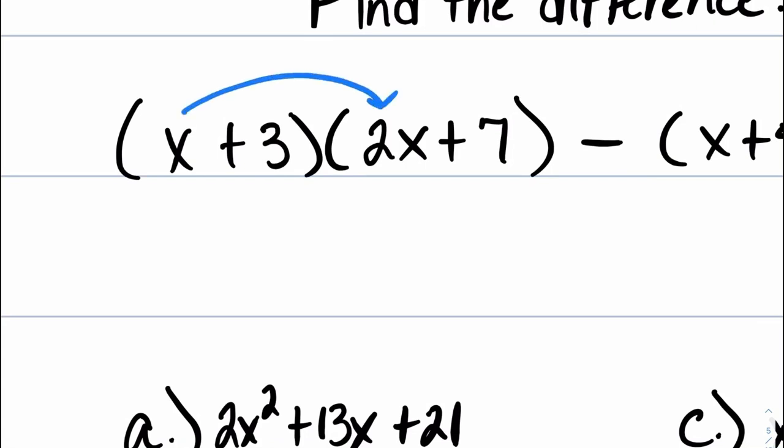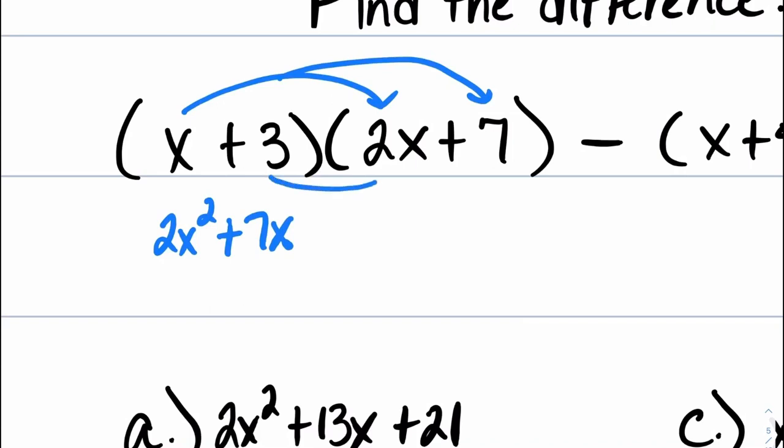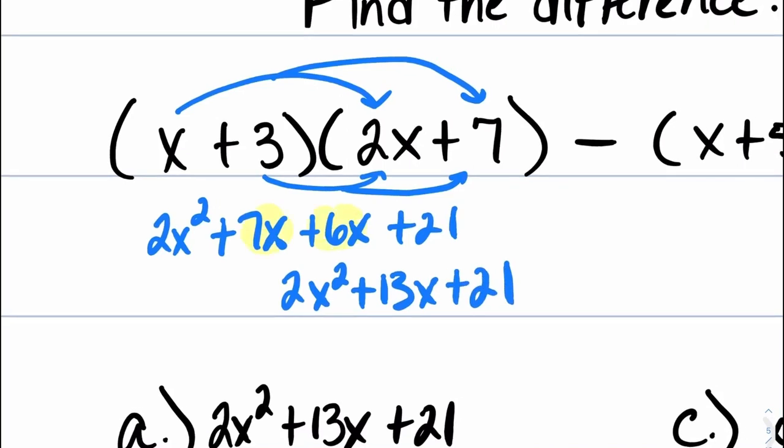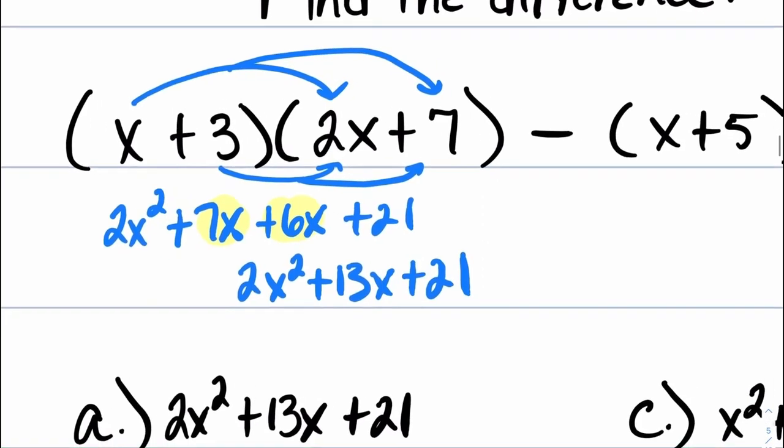X times 2x is 2x squared. X times 7 is 7x. Now I'm going to distribute this 3. 3 times 2x is 6x. 3 times 7 is 21. So this left polynomial simplifies to 2x to the second plus 13x plus 21 after combining my like terms there in the middle. Now we got to move over here.